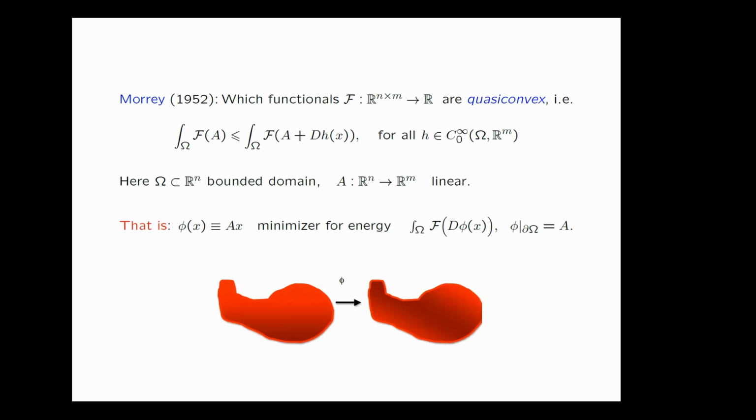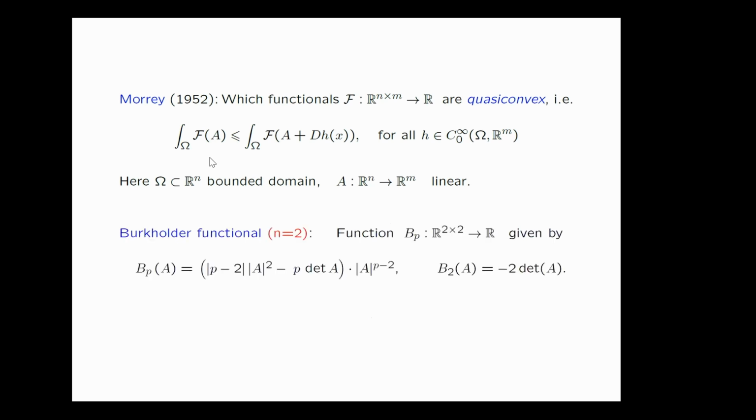So here we see it. We have that f of A minimizes the integral of f of A plus t of h, where h at this moment is a C0 infinity function, that is to say, compactly supported. And this is a very general definition, and let's say that people working in geometric function theory would be very happy if one functional was quasiconvex.